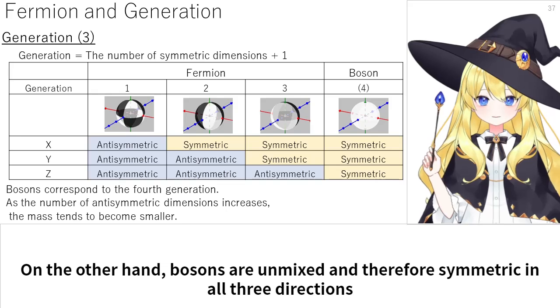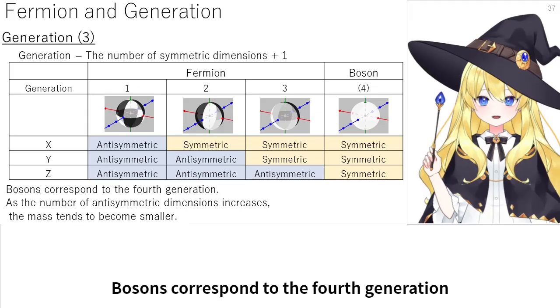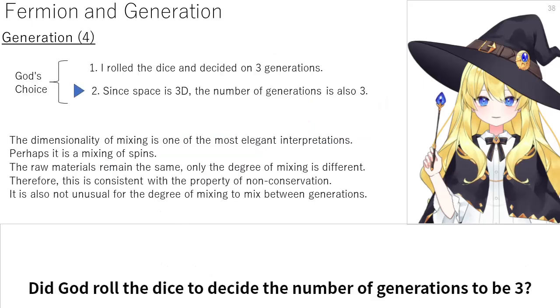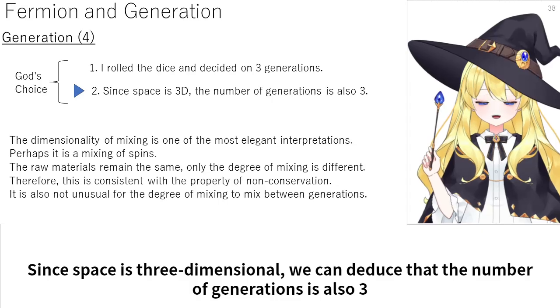On the other hand, bosons are unmixed and therefore symmetric in all three directions. Bosons correspond to the fourth generation. As the number of antisymmetric dimensions increases, the mass tends to become smaller. Did God roll the dice to decide the number of generations to be 3? Since space is three-dimensional, we can deduce that the number of generations is also 3.